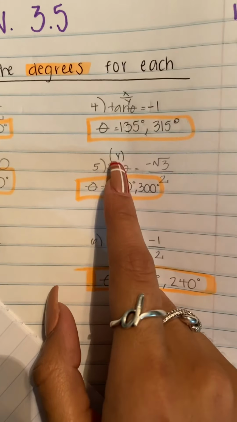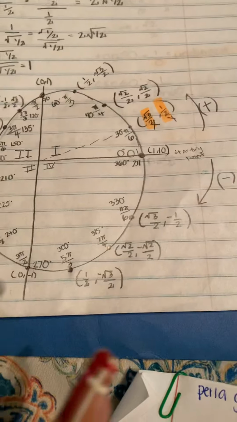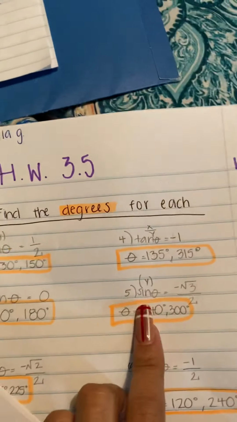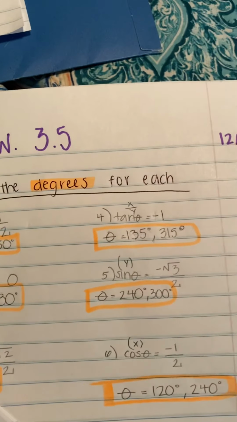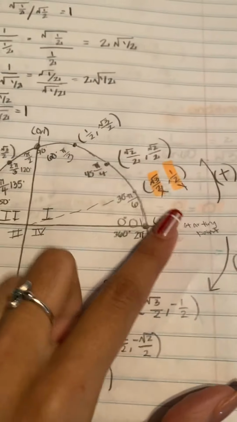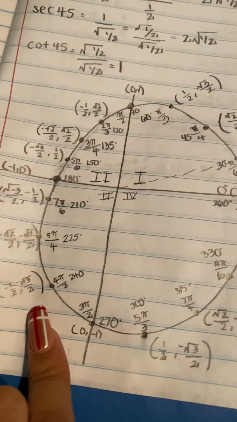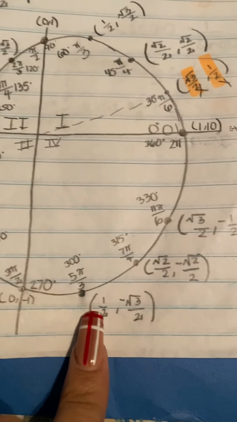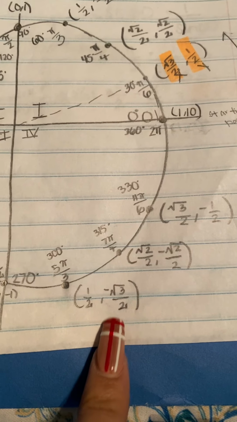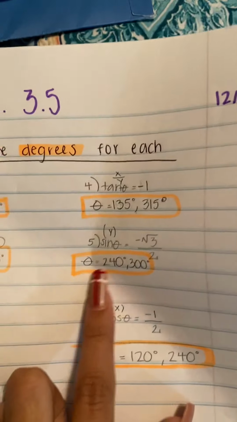So 5, sine is y. So which 2 degrees have y equal to negative square root of 3 over 2? Because sine is y, negative square root of 3 over 2. So 240, 300. Y is negative square root of 3 over 2. So 240, 300.